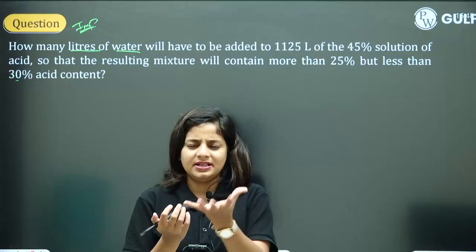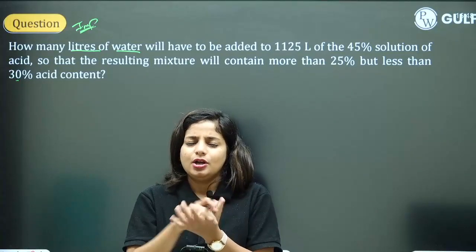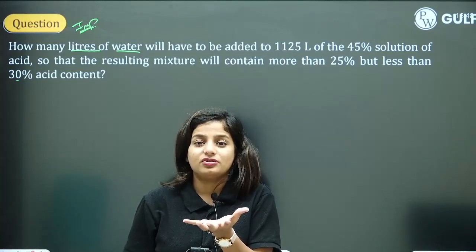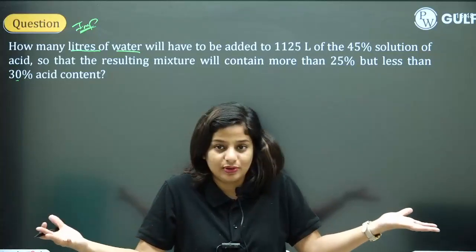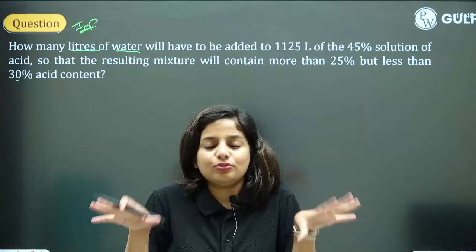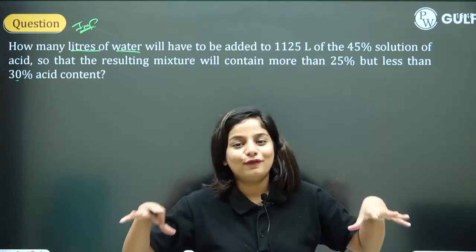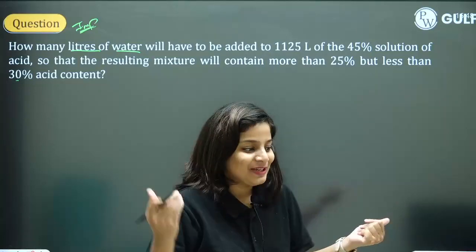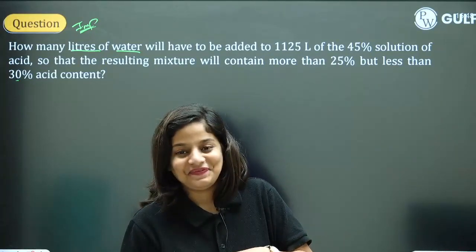So you have some solution. Its concentration is 45%. The question is how many liters of water should you add? Now the concentration should be between 25 and 30. It should not be 45. 45 is very concentrated. We want to reduce the concentration. Now the amount of water to be added should be considered as x.